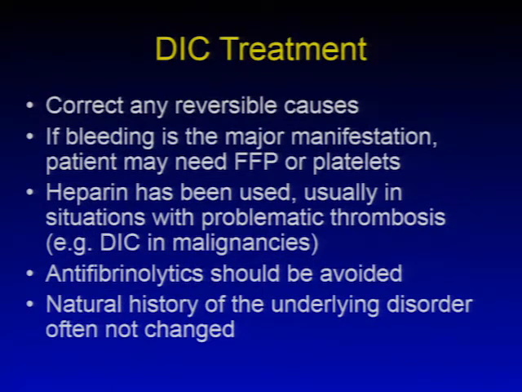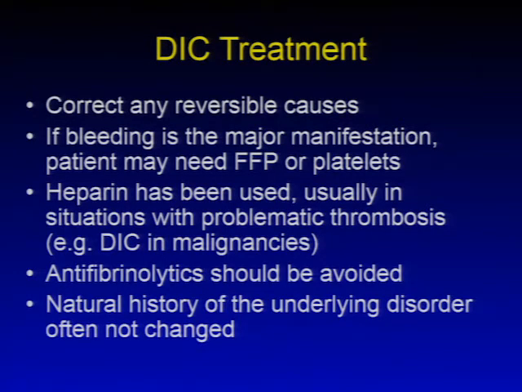How do we treat DIC? Well, it's important to try to find the underlying cause, because then you can try to treat it. If bleeding is a major problem, sometimes you have to give FFP or platelets or both. Heparin can be used. This is usually reserved for the patients with problematic thromboses, and those patients often already have a tendency for thrombus as well, such as having an underlying malignancy. Antifibrinolytics should not be administered in DIC.